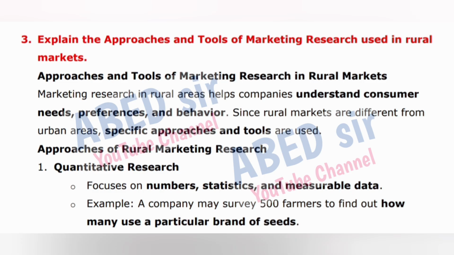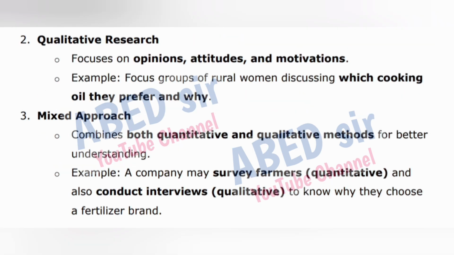1. Quantitative research. Focuses on numbers, statistics, and measurable data. Example, a company may survey 500 farmers to find out how many use a particular brand of seeds. 2. Qualitative research. Focuses on opinions, attitudes, and motivations. Example, focus groups of rural women discussing which cooking oil they prefer and why.